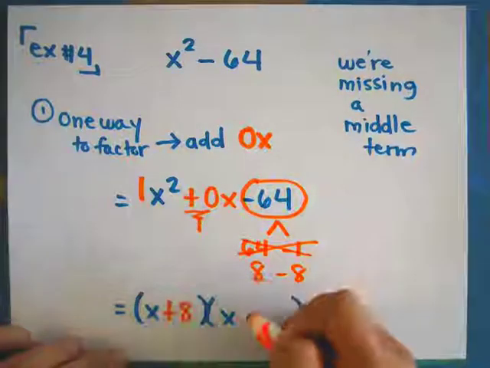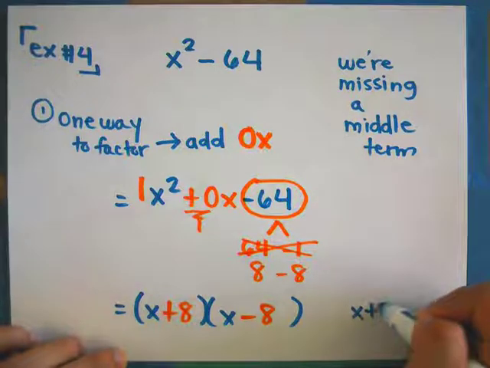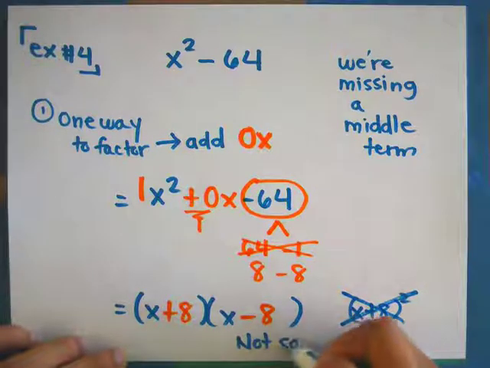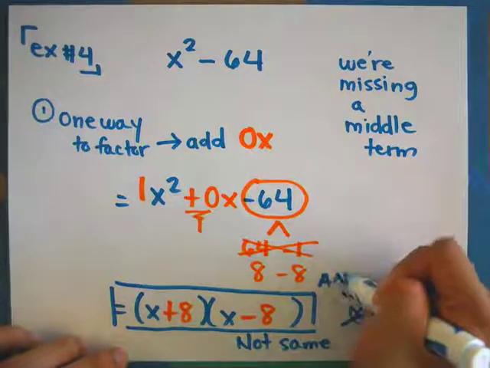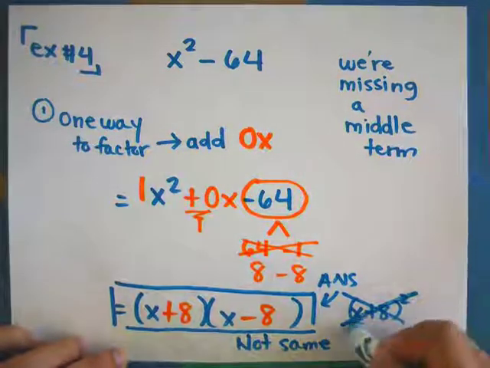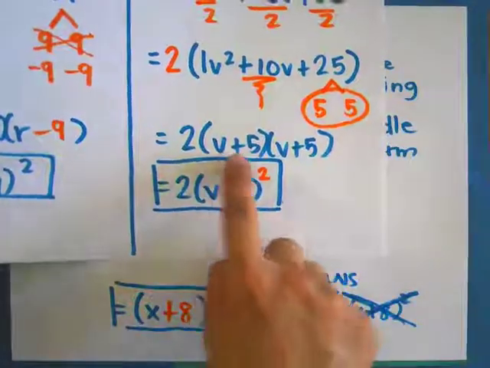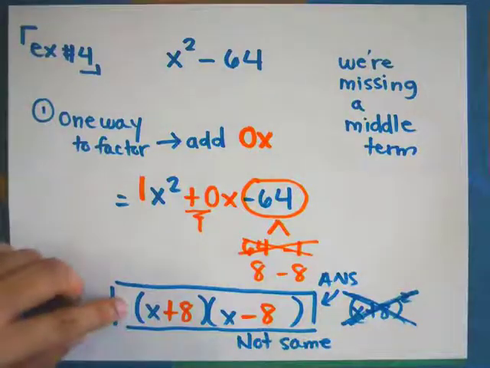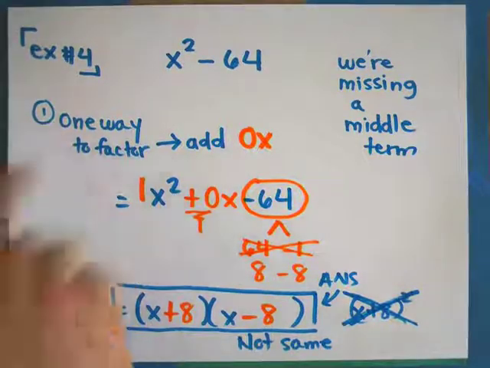x plus 8, x minus 8. We are not going to put x plus 8 squared. Some students are going to write something like that, but no, these are not the same. So this is your actual answer here. In the earlier example, v plus 5, v plus 5 are the same, so that's why you write the square. But these are not the same, because one is a plus, one is a minus. So just be careful with that. That's one way to do this.